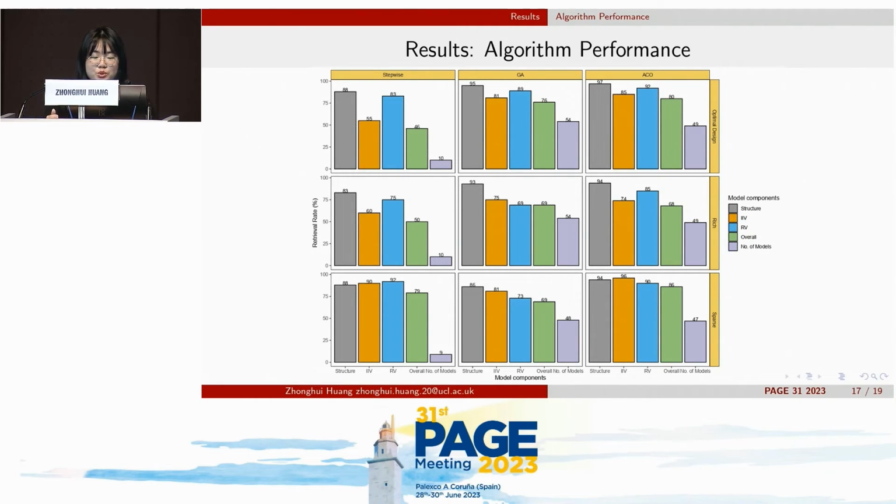But when it comes to the sparse data, what we observe is that GA has the lowest accuracy rate of the three. And among these three, ACO has the highest accuracy rate.